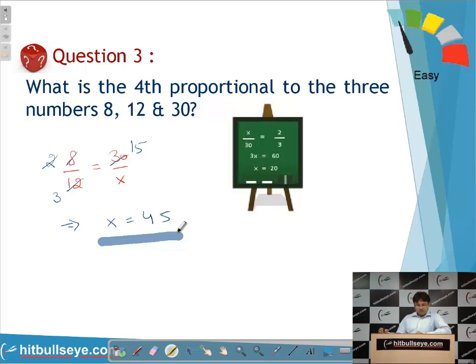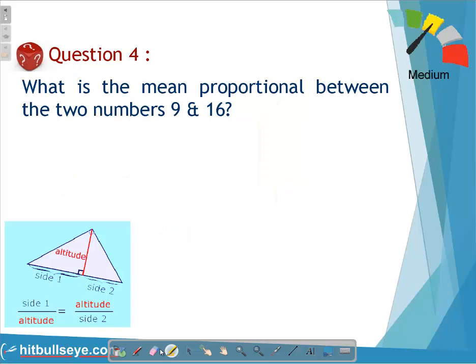Right. I hope it's clear. Let us see another question based on the definitions. Now this question is asking about the mean proportion: what is the mean proportion between 9 and 16? As I explained in the definitions, here I need to assume the second value, the mean value, as x, and I could say 9 by x equals x by 16.